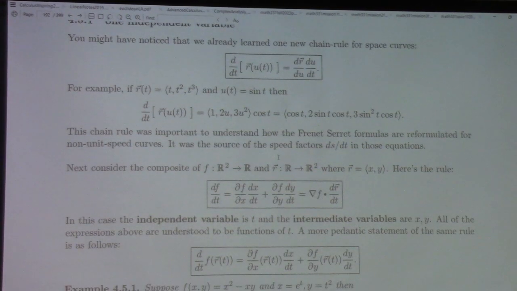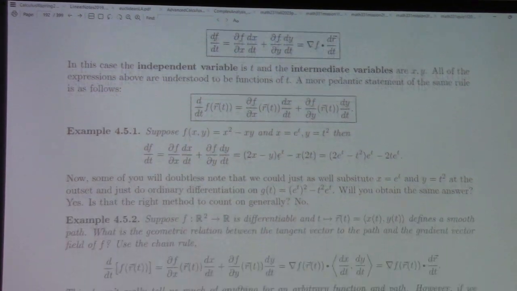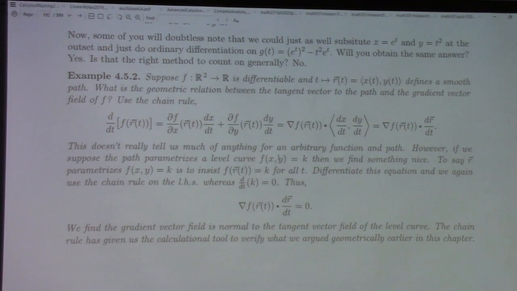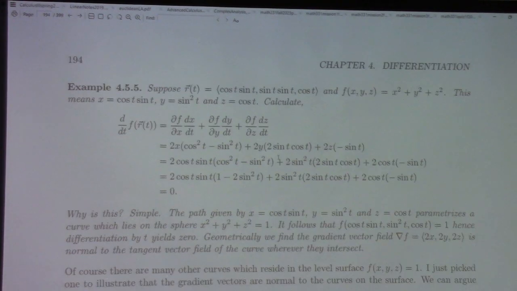So we talked about the chain rule for paths substituted into functions like of x, y or x, y, z last time, right? And I talked to you some about the geometry of that. So today we've been mostly talking about, I'll get to it eventually here.